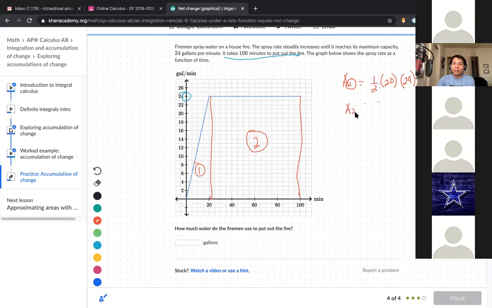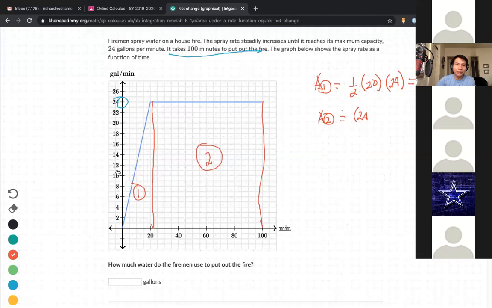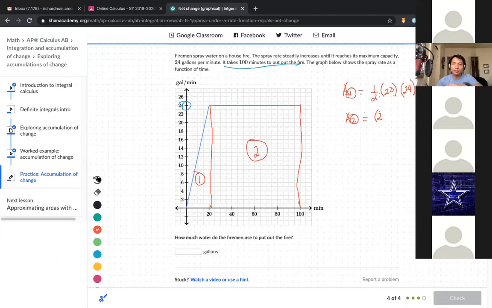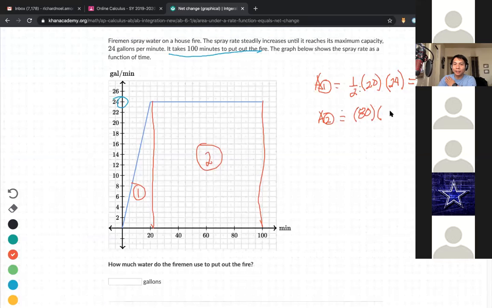Let's take a look at our area 2. Oh no, our base is, let me just redo that. Our base is 80, right? And then our height is 24. What's 80 times 24? 1920.